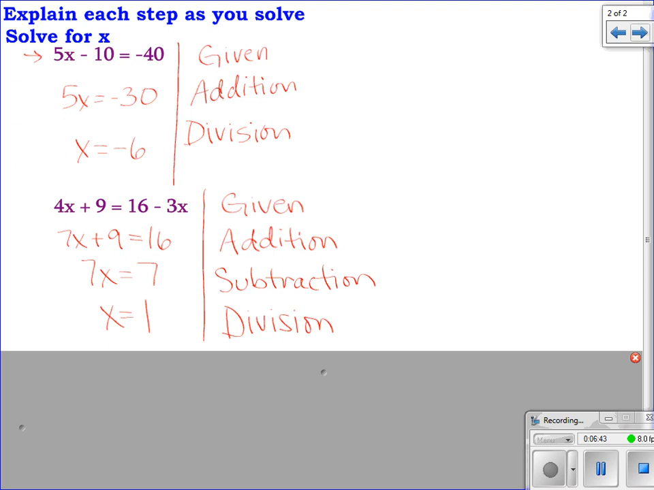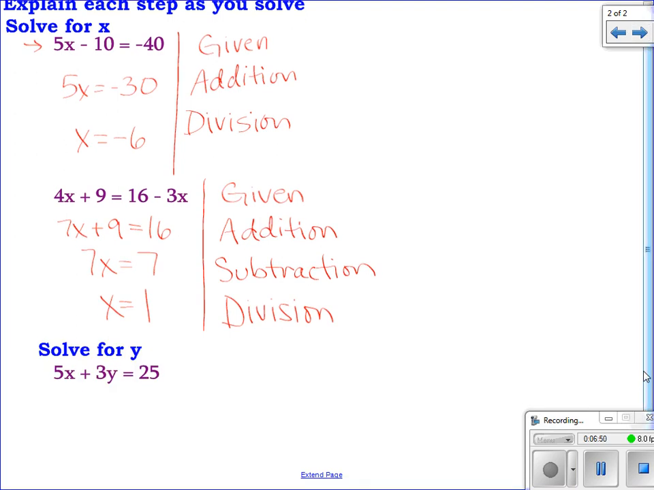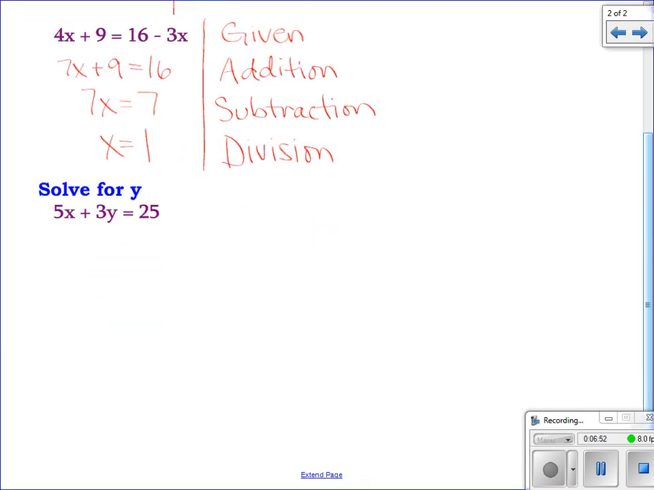Okay, let's try one where we are just getting a variable by itself. 5x plus 3y equals 25. We're solving for y, so we need to write given. What would be the first step in getting y alone? We need to do some subtraction. So what are we subtracting? Okay, so we now have 3y all by itself.